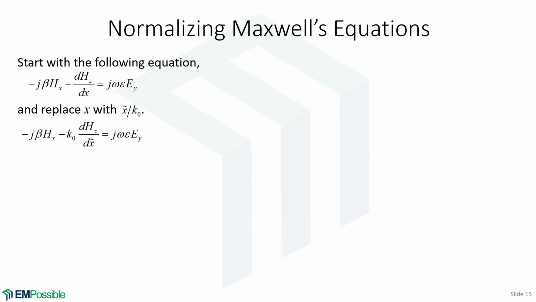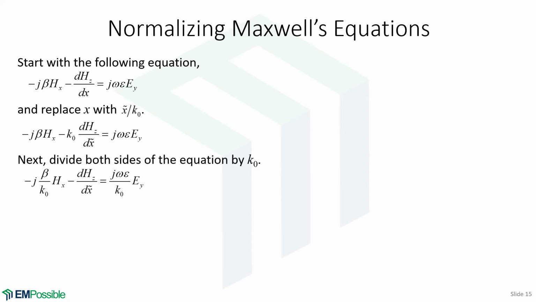At this point, let's divide the entire equation by k naught. When we do that, well, the k naught disappears here. I end up with this first term being divided by k naught. So I'm going to associate that with the beta divided by k naught. And then over on the right, our j omega epsilon divided by k naught.